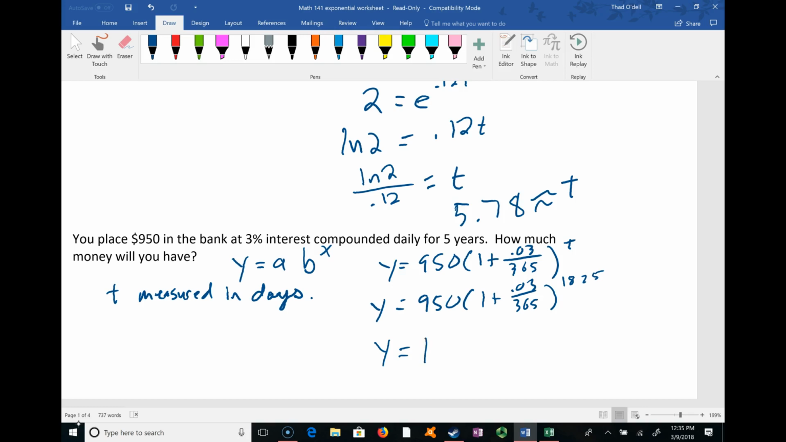So I got $1,103.73. So 5 years from now, I would have $1,103.73. So that's nice. The bank gave me about, what, 150, 100 and some dollars. That's pretty nice.